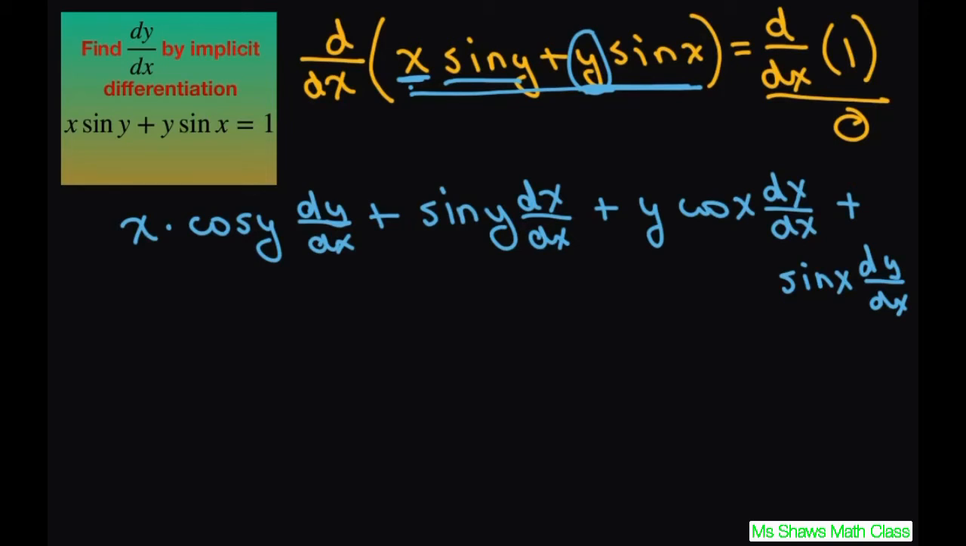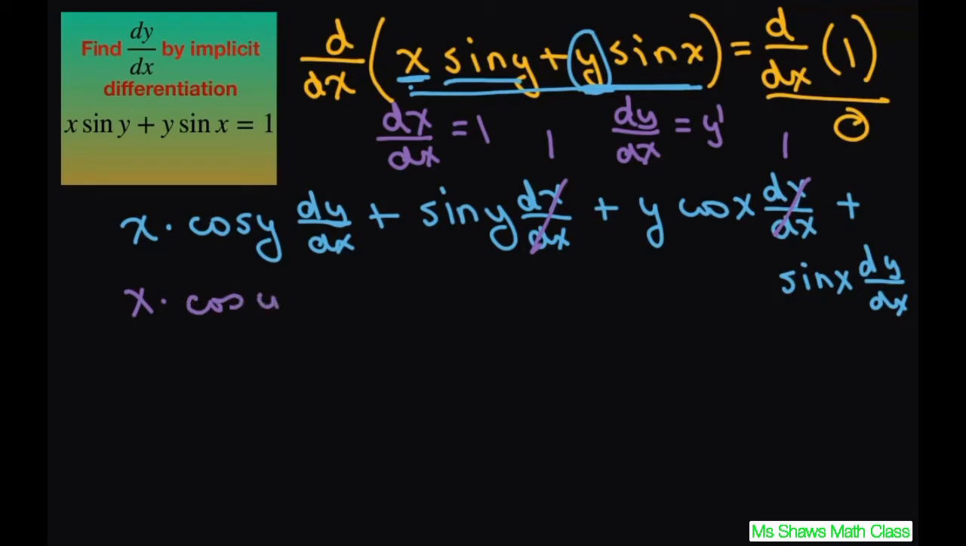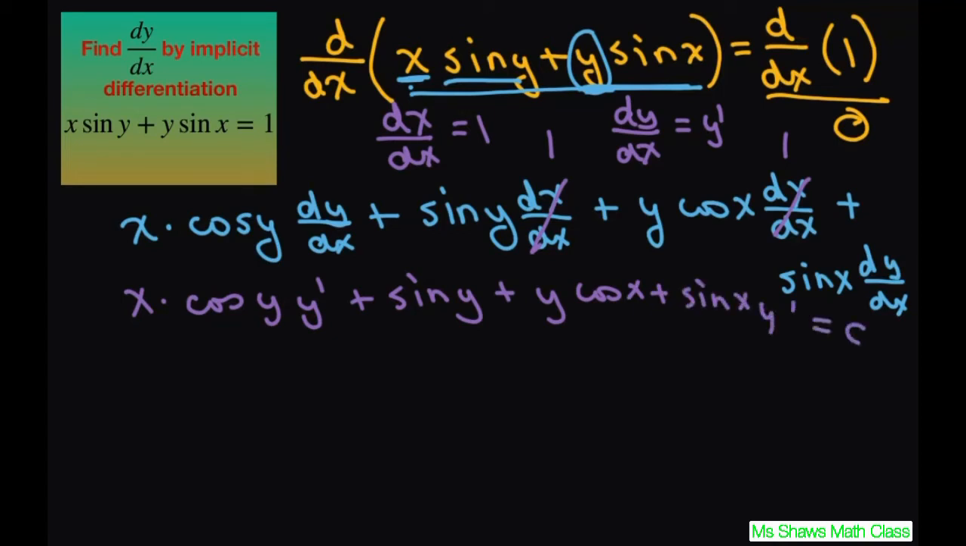Now, before we continue on, I'm going to write my derivative of x with respect to x equals 1. So this is just going to be 1, and this is going to be 1. I'm also going to change my derivative of y with respect to x and call this y prime. So if I rewrite this, I get x times cosine of y, y prime, plus sine of y, plus y cosine of x, plus sine of x, y prime, equals 0.